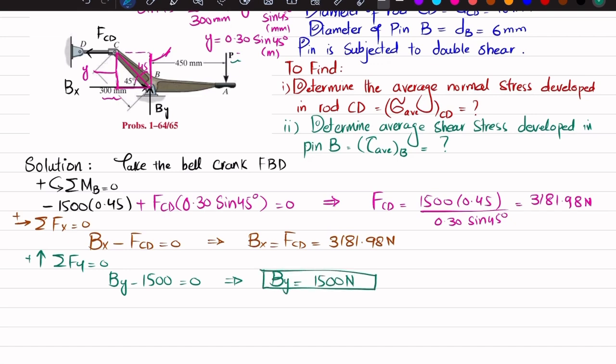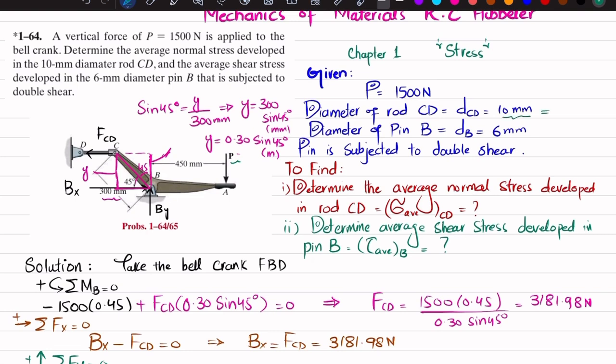Now you have all three forces. So what we will go is that force in this rod is this one, FCD 3181. Clear? So what we are going to find, the average normal stress in rod CD, which is equal to force in rod CD divided by area of CD. So force in rod CD is 3181.98. Diameter of rod CD is given as 10 millimeter, which is equal to 0.01 meter.